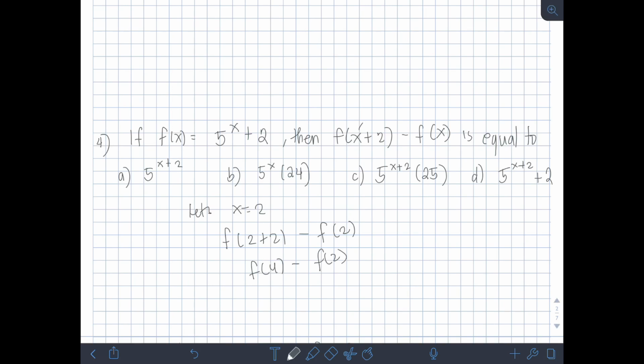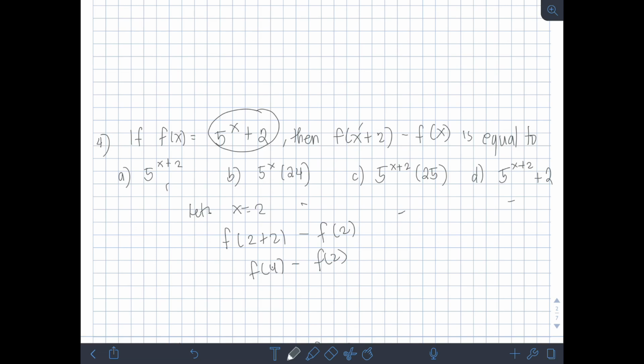Okay, so sa calculator, input nyo to, then evaluate nyo yung f of x sa 4 minus evaluate nyo ulit yung f of x sa 2. Pwede nyo i-store yung value na yon. Tapos saka nyo i-substitute dito sa bawat choices yung same value nung x nyo na 2. Then, kung ano man yung maging value na equal doon sa f of 4 minus f of 2, dito sa alinmang sa choices, kapag sinubstitute nyo yung x na 2, then yun yung tamang sagot.